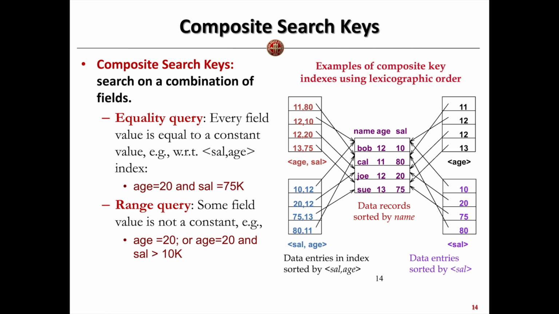Okay, so this is how to create an index table with two attributes. We can also create an index table with one single attribute, now with only age or only salary.